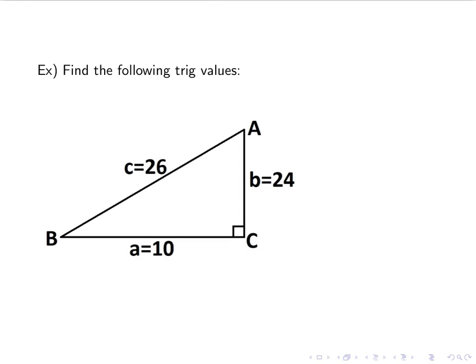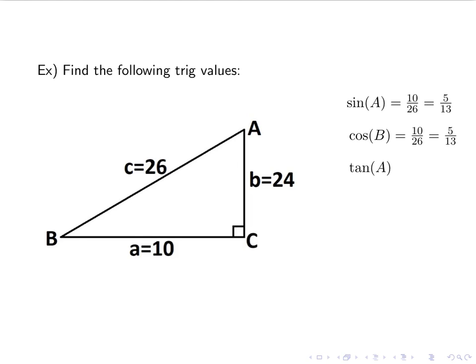Let's try another one. We have the triangle. Make sure A is opposite A, B is opposite B, and C is opposite C. Sine of A: sine is opposite over hypotenuse. Opposite is 10, hypotenuse is 26. Now this is a fraction, so make sure you always simplify. 10 over 26 is 5 over 13. Cosine of B, adjacent over hypotenuse, is also 10 over 26, since A is opposite, it's B's adjacent. Again, that's 5 over 13.